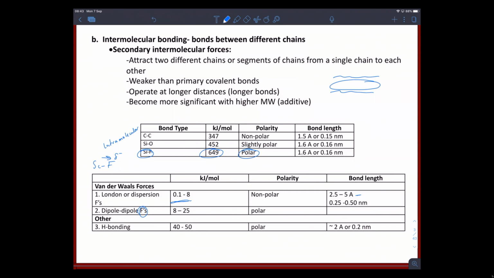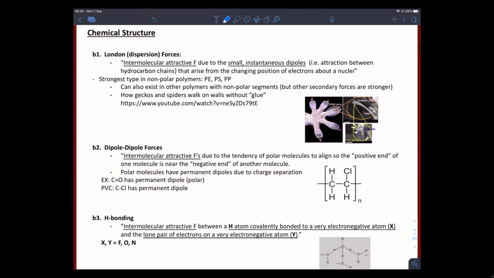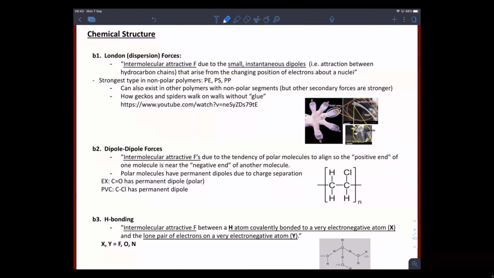So you'll see that the intermolecular forces are really crucial in understanding the properties of a polymer, but they become more significant at higher molecular weights of the polymer. So I'm just going to go through the intermolecular forces. I'm sure that you've all experienced these things before. But the London dispersion forces are intermolecular attractive forces due to small instantaneous dipoles, and it's the attraction between hydrocarbon chains that arises from the changing positions of electrons about a nucleus.